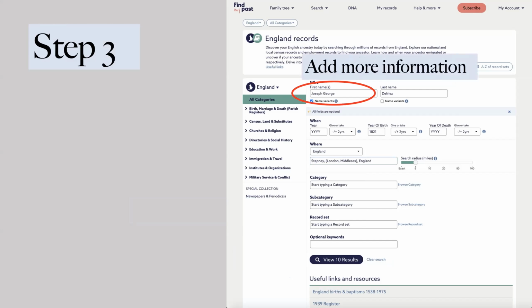In this case, I'm adding a first name, a surname, a given name, and a middle name, Joseph George. And I'm also going to add in a range of information about the birth. You'll see there's a drop-down menu next to the birth date, which says plus or minus, plus 2 years. And if you drop that down, it's interesting because they have increments up to 40 years.